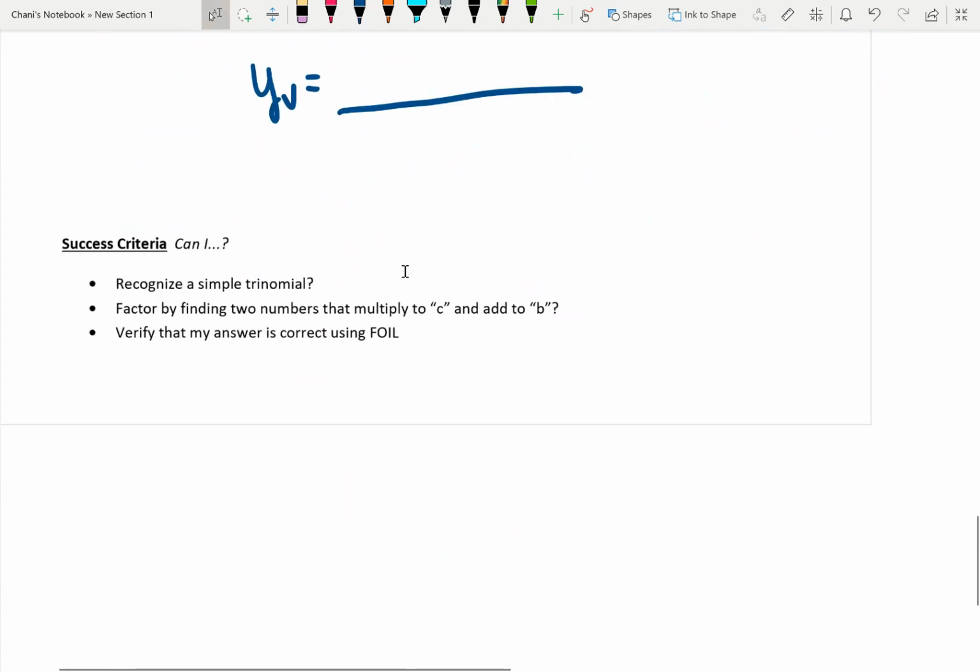So as a result of this note, you should be able to recognize if something is a simple trinomial, factor it by finding two numbers that multiply to C and add to B, and finally, verify that your answer is correct using the FOIL method.